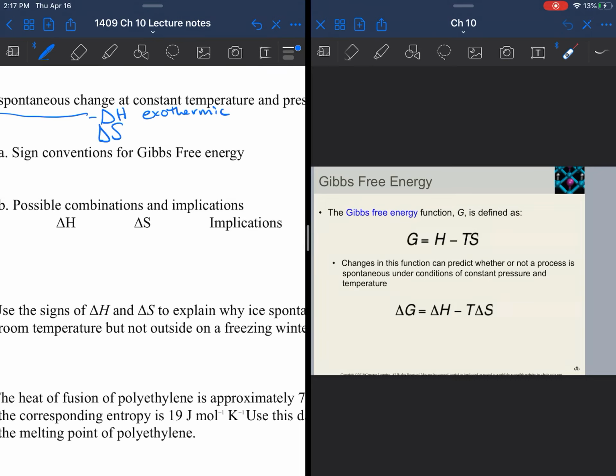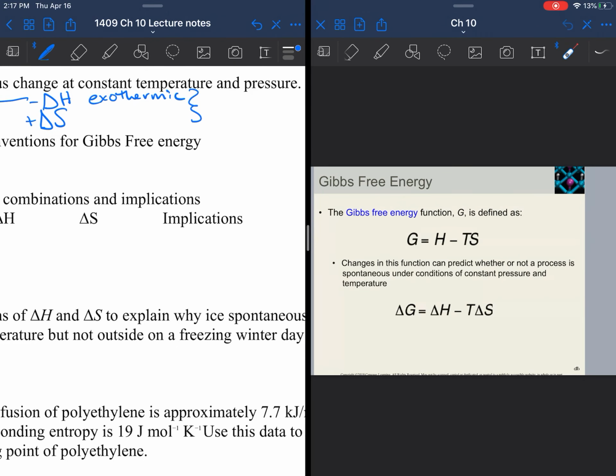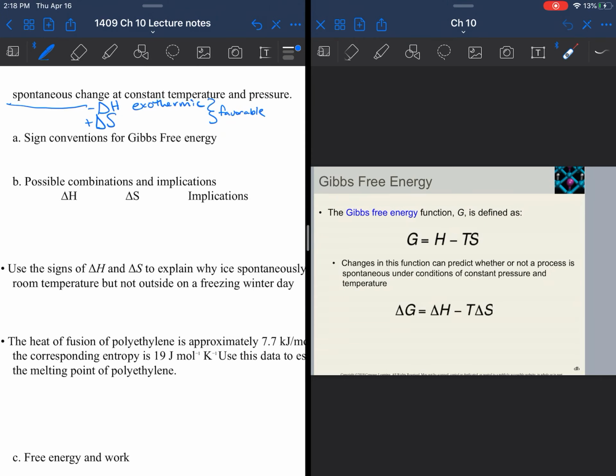Delta S, we also know, is connected to spontaneity. We see delta S positive, an increase in entropy, as being something that's favorable. So these two sign conventions we say are favorable. But for the opposite, there are going to be examples of spontaneous processes like water freezing at cold temperatures, where delta S is going to be going down, but that is spontaneous. So spontaneity must be a little bit more complicated than that. And that's where Gibbs free energy comes in.